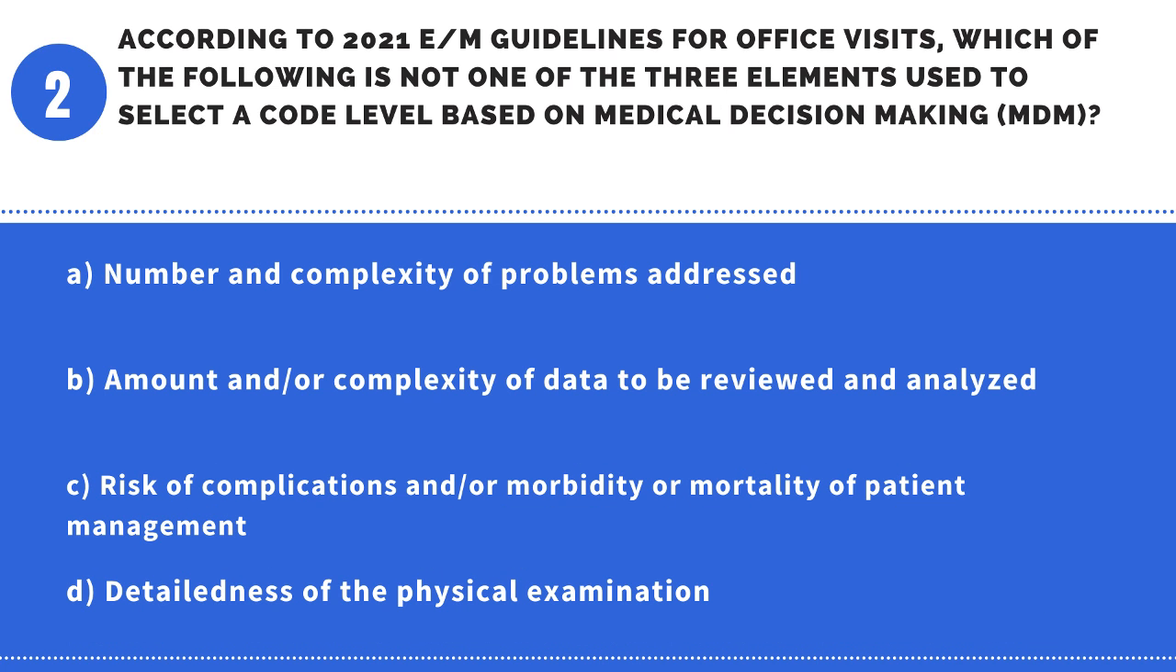Question 2. According to 2021 E/M guidelines for office visits, which of the following is not one of the three elements used to select a code level based on medical decision-making, MDM? A. Number and complexity of problems addressed. B. Amount and/or complexity of data to be reviewed and analyzed. C. Risk of complications and/or morbidity or mortality of patient management. D. Detailedness of the physical examination.